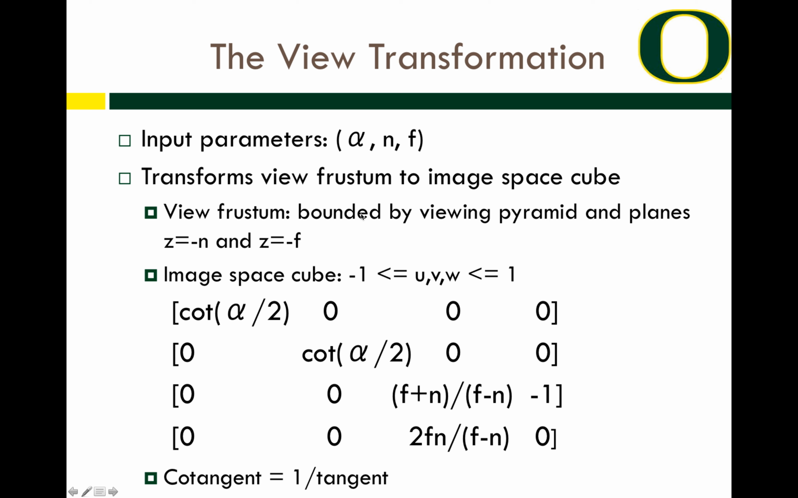And so this view frustum, again, is bounded by the viewing pyramid and the planes z equals minus n and z equals minus f. And here's our image space cube, which is going to be the output. And then here's the matrix itself. And so this is cotangent. Cotangent is 1 over the tangent. This is alpha over 2.